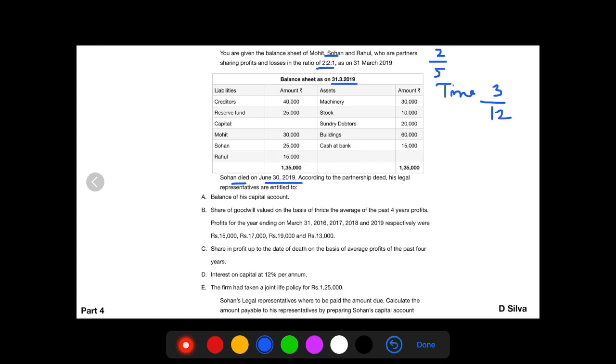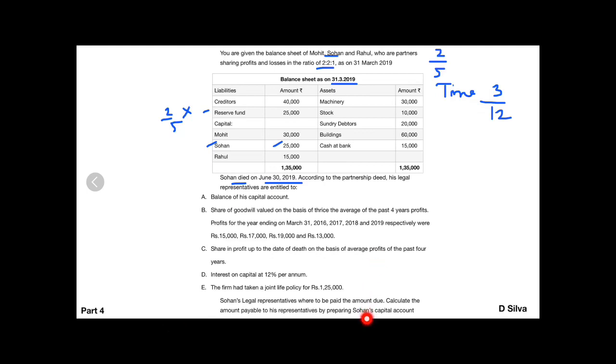From the balance sheet, whenever they give the balance sheet, the first thing is to find out Sohan's, or the deceased partner's, capital. There is a reserve fund. Distribute this reserve fund to the deceased partner, so you're going to multiply by 2 divided by 5. As per the partnership deed, Sohan's representatives need to be paid whatever amount is due. For that we need to prepare Sohan's capital account.